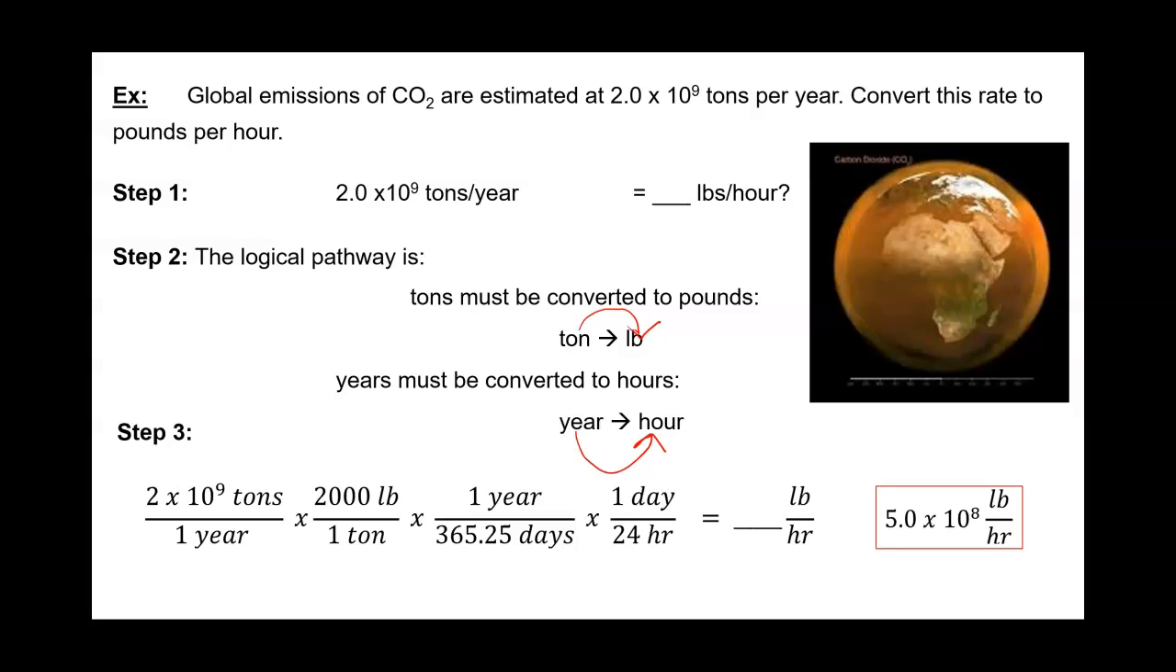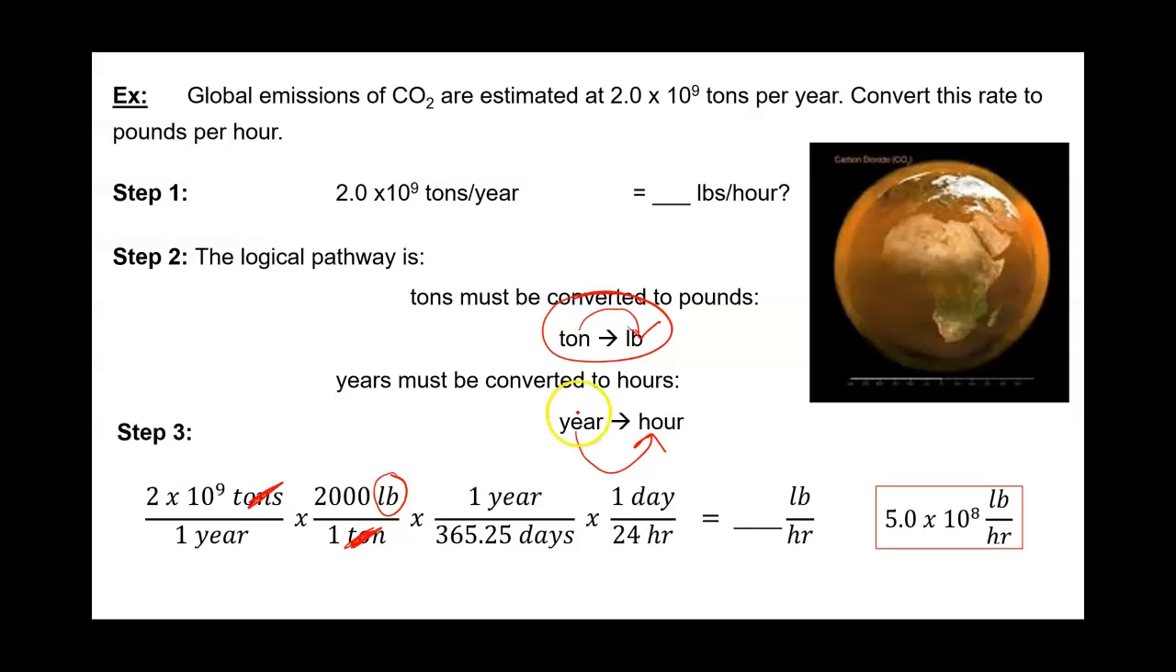So let's try to figure this out, right? 2 by 10 to the 9 tons for every 1 year. So I'm going to do this conversion first, and I looked it up, and I found that there were 2,000 pounds in 1 ton. So I want to make sure that tons are on the bottom here so that they cancel out, and pounds are on the top because that's what I want in my final answer.